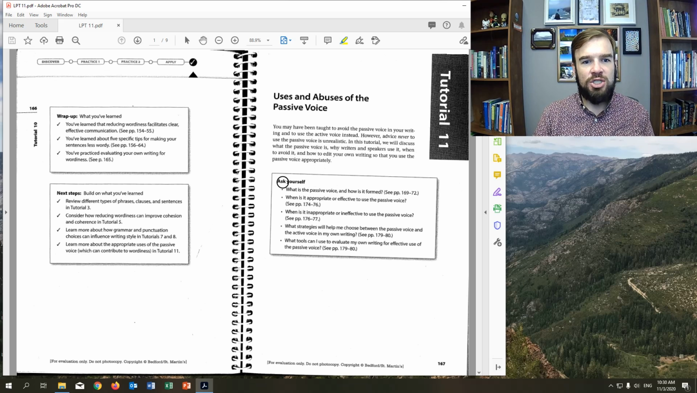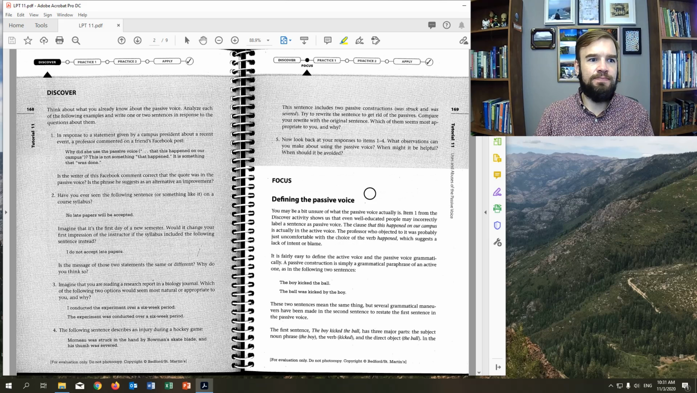As always, some questions Professor Ferris asks you to ask yourself. First, what is the passive voice? How is it formed? 2, when is it appropriate or effective to use the passive voice? 3, when is it inappropriate or ineffective to use the passive voice? 4, what strategies will help me choose between the passive voice and the active voice in my own writing? And finally, what tools can I use to evaluate my own writing for effective use of the passive voice?